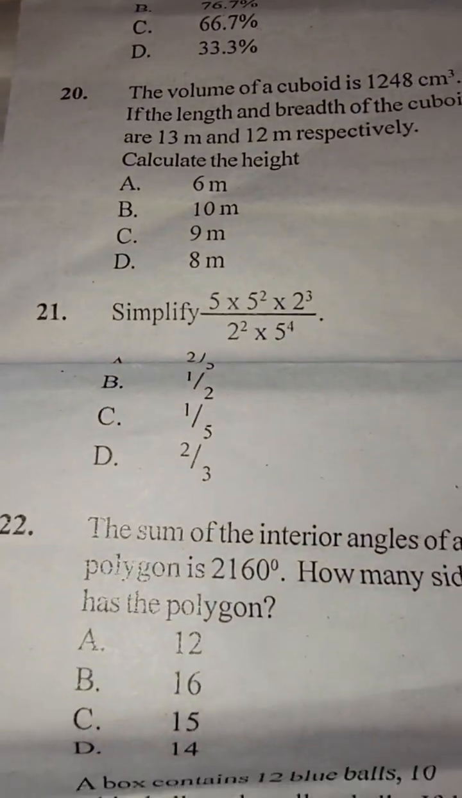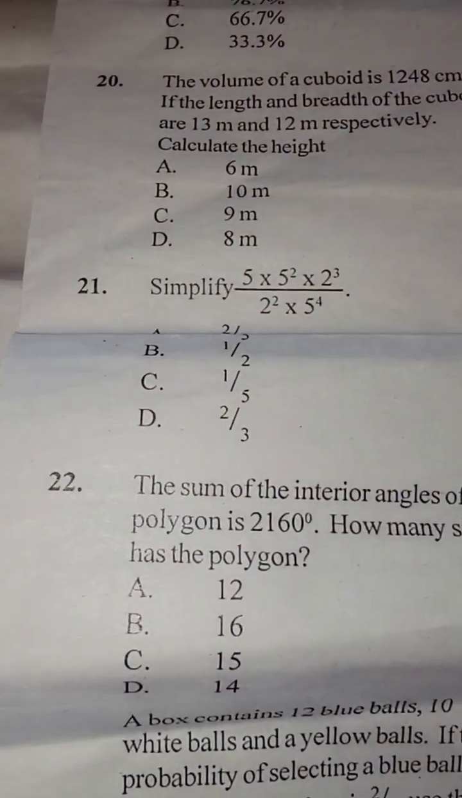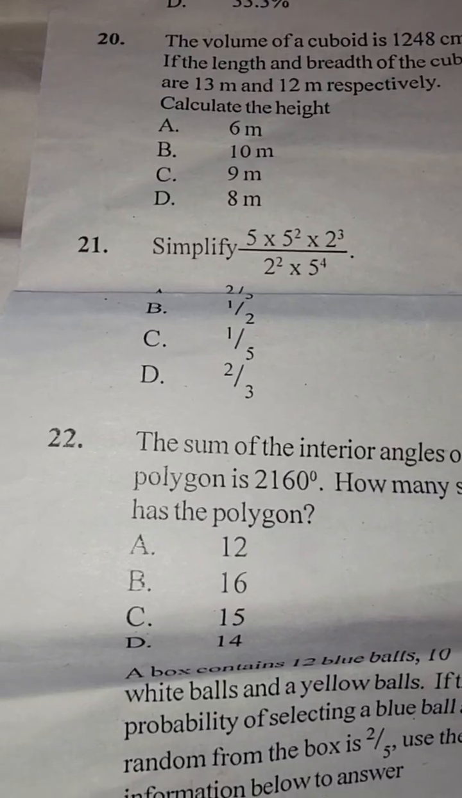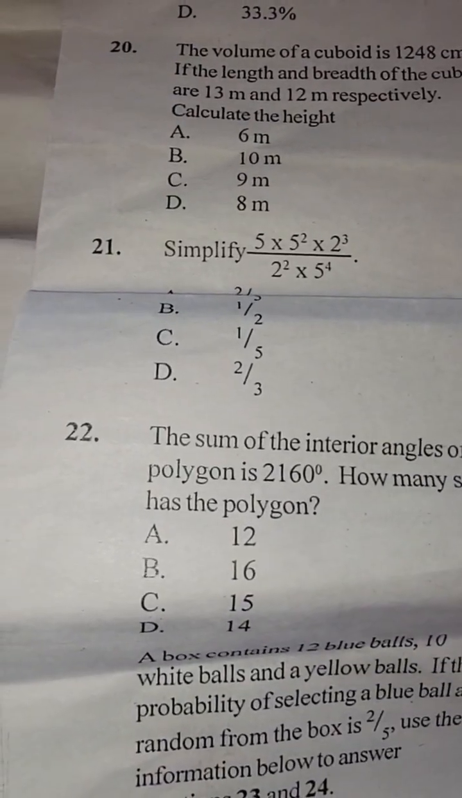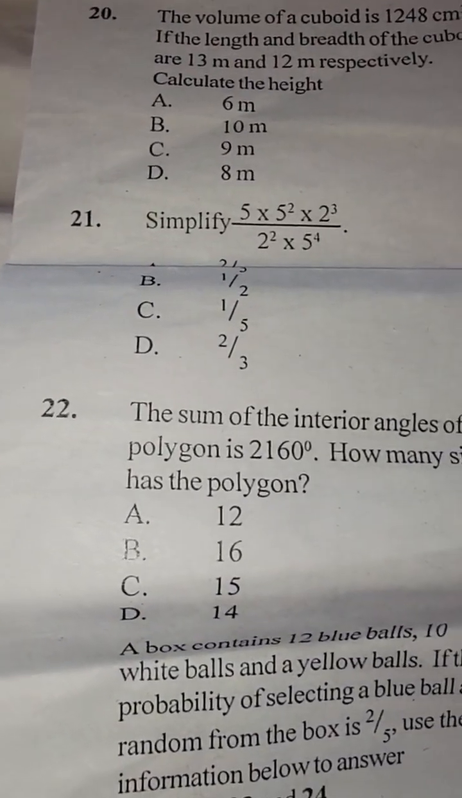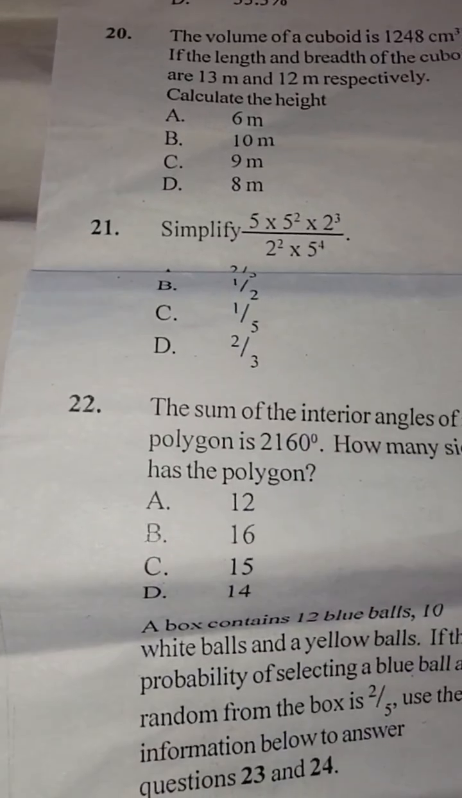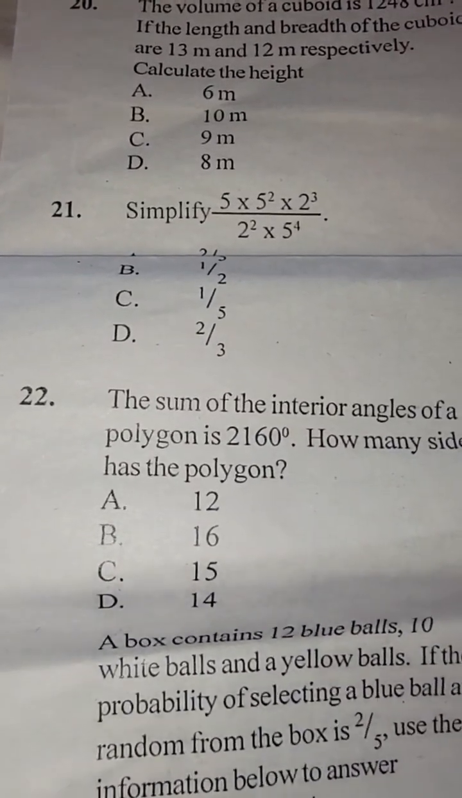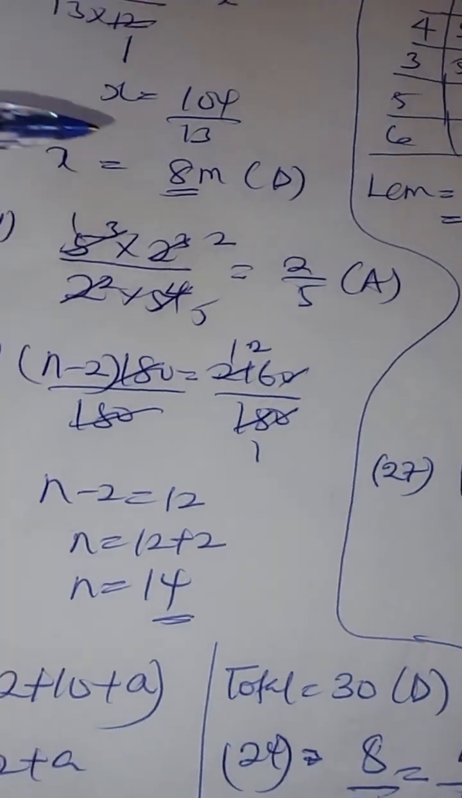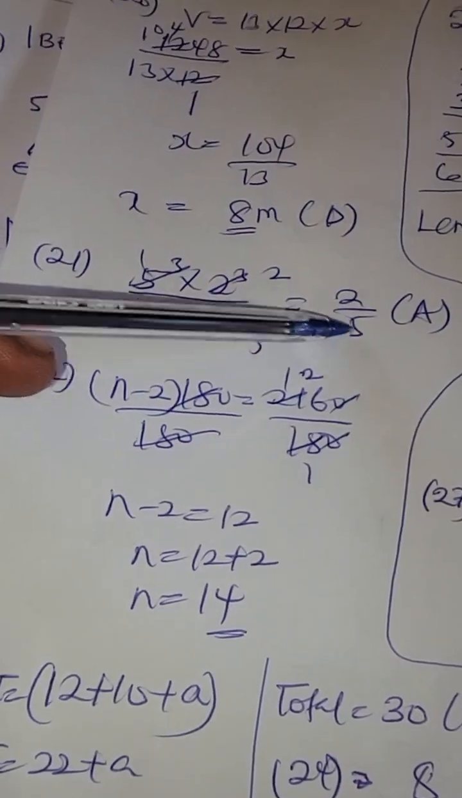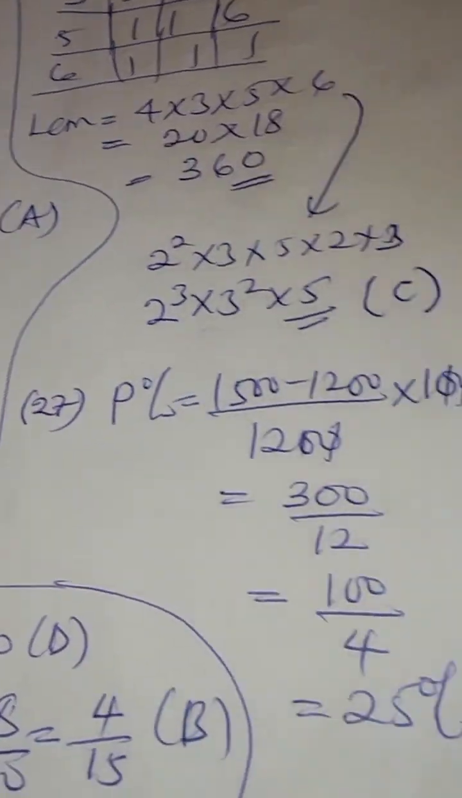Question 21. So 5 times 5 squared is 5 cubed. So 5 cubed, we take off 5 cubed from the 5 to the 4, that will be 5 left. 2 squared, take off 2 squared from the 2 cubed, that will be 2 left at the top. So 2 left at the top, 5 left at the bottom, and that gives you 2 out of 5.